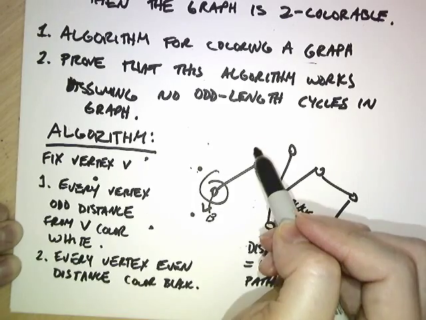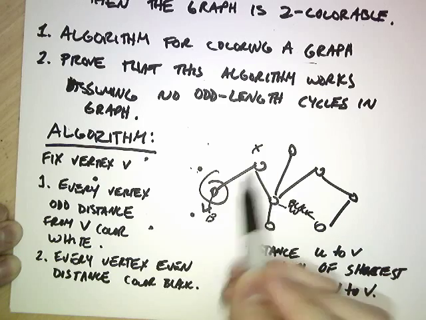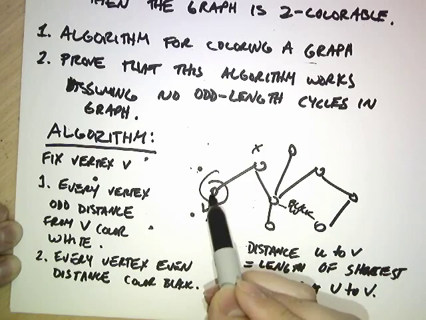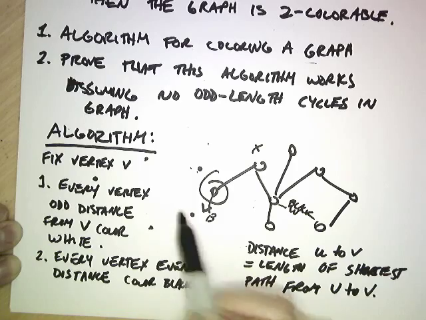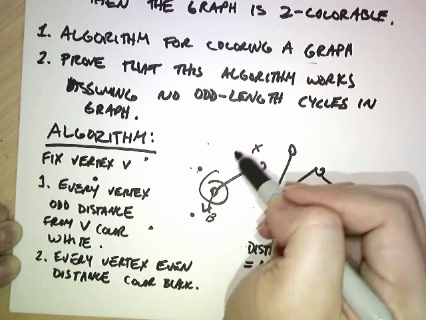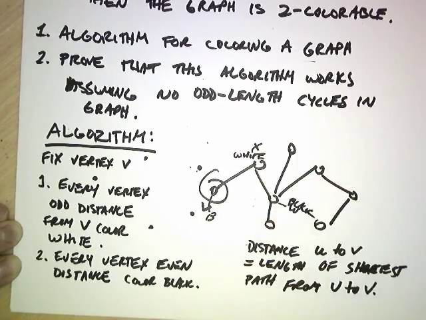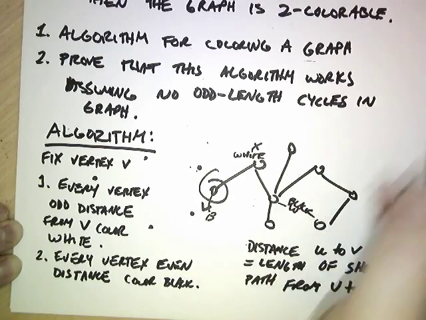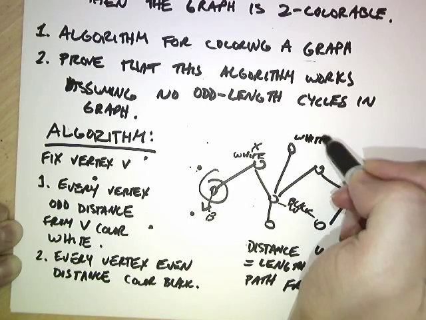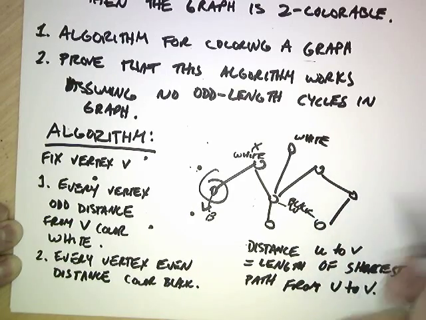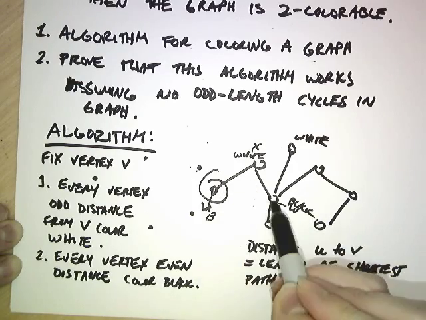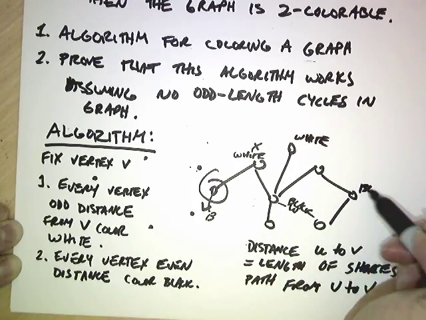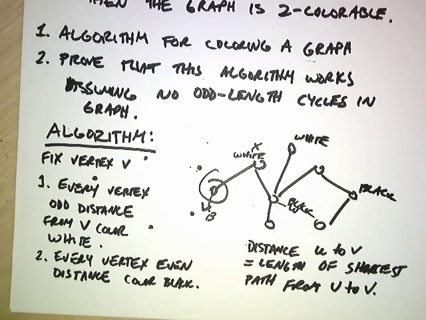Let's look at this vertex. Let's call it x. What does x get colored? Well, the shortest distance from v to x is 1, which is odd, so this gets colored white. How about this vertex? Its distance from v is 1, 2, 3. That's odd. It'll get colored white. This vertex over here, the shortest distance is 1, 2, 3, 4. So it gets colored black, and so on and so forth. As you can see, this coloring will assign a color to every vertex in the graph.